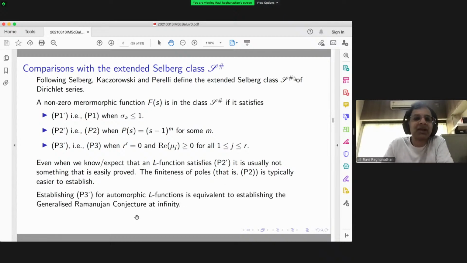And this will come back to establishing P3 prime, that is, especially this real mu j greater than or equal to 0, is equivalent to establishing what is called the generalized Ramanujan conjecture at infinity, which is again a major conjecture and on which there is very, very little progress. So, all right. Let me first give some more examples which will highlight the contrast between S sharp and A sharp.